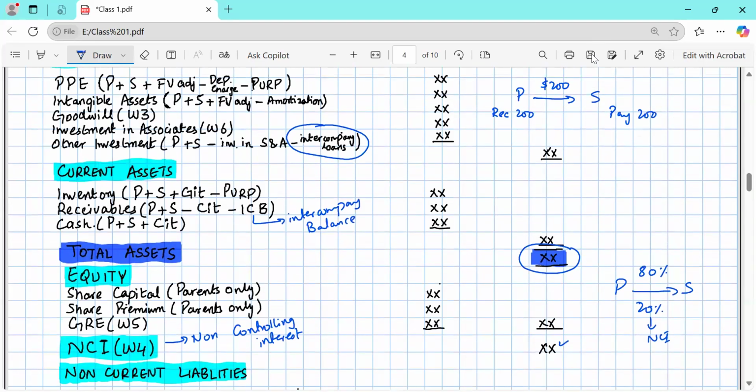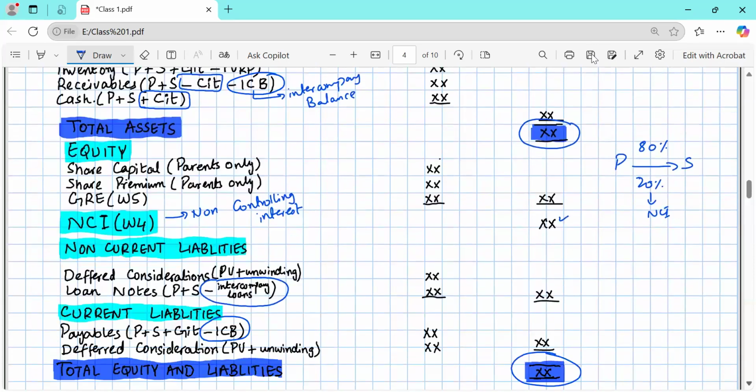look, in the cash, I am adding the cash in transit. Why? Because we received the money, it is increasing the cash balance, right? While in the receivable, we are deducting it because it is reducing the receivable amount. So dual effect. Got the point? And then the intercompany balance after adjustment, which is 13,500, you will remove that from here as well in the receivable and from the payable as well.